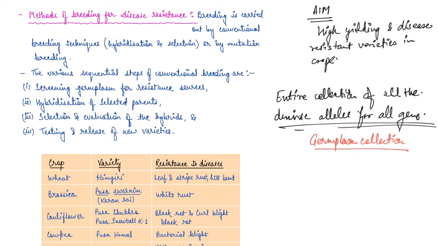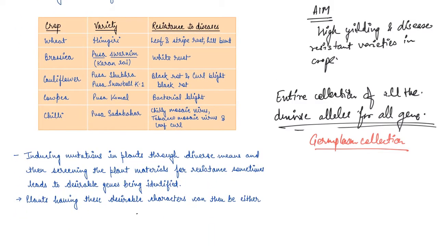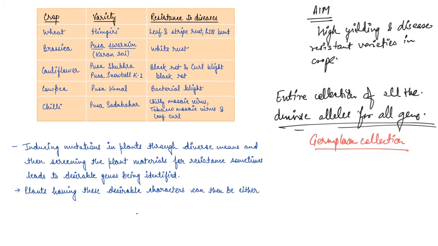Now, the various sequential steps again will be: you will screen the germplasm, you will hybridize the selected parent, you will select and evaluate, you will test, and you will release the new variety. If you see the table, here you will see that wheat, brassica, cauliflower, cowpea, chili, all of these varieties of plants are resistant to diseases. So you see the variety and then resistant to disease: leaf and stripe rust, white rust, black rot, curl blight, right? So many diseases are there.